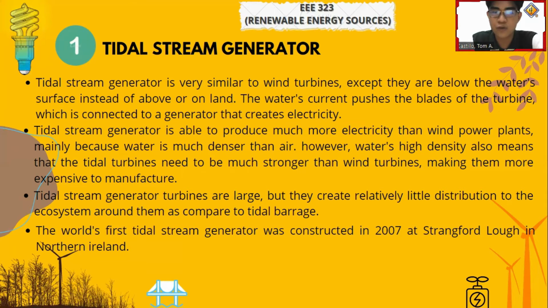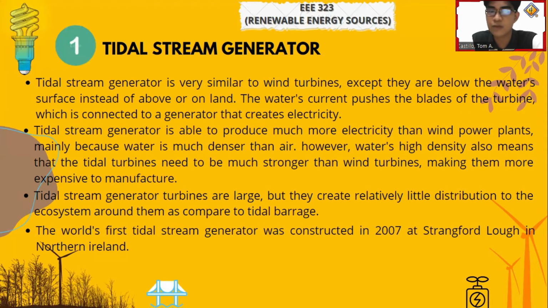Tidal stream generator turbines are large, but they create relatively little disruption to the ecosystem around them as compared to tidal barrage. The world's first tidal stream generator was constructed in 2007 at Strangford Lough in Northern Ireland. So yung tidal stream generator is similar siya sa wind turbines. Yun nga lang, sa wind turbines, kailangan mo ng hangin para mapaikot yung turbines na siya mag-generate ng electricity.